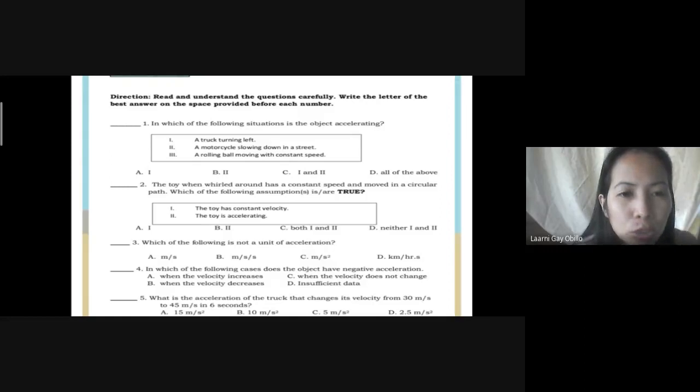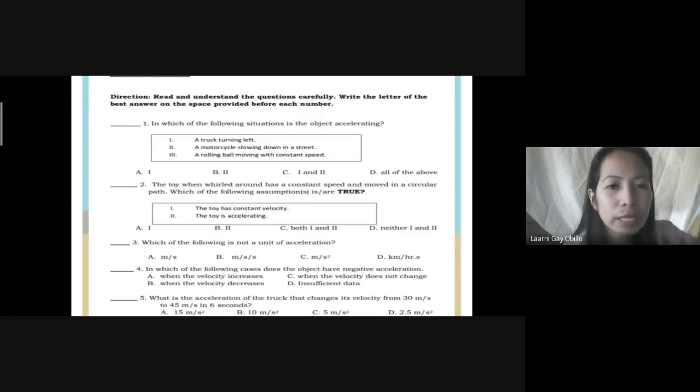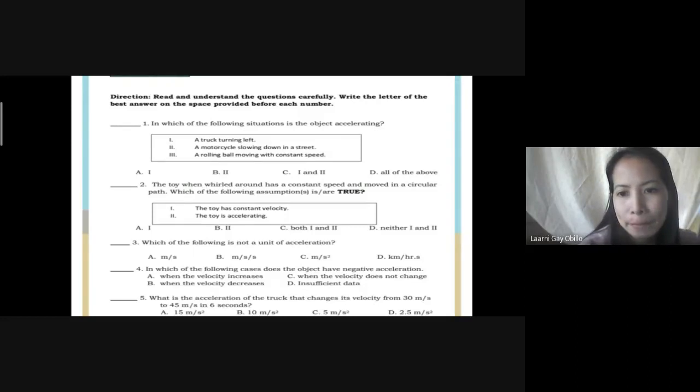Okay, for number 2, the toy when whirled around has a constant speed and moves in a circular path. Which of the following assumptions is true? Okay, ibig sabihin, umiikot na yung bola sa circular motion niya. Constant speed. Hindi nagbabago yung speed, hindi rin nagbabago yung direction. So, ano daw yung totoo dito? Number 1, the toy has constant velocity. Or number 2, the toy is accelerating. A, 1; B, 2; C, both 1 and 2; or D, neither 1 nor 2. What is your answer?